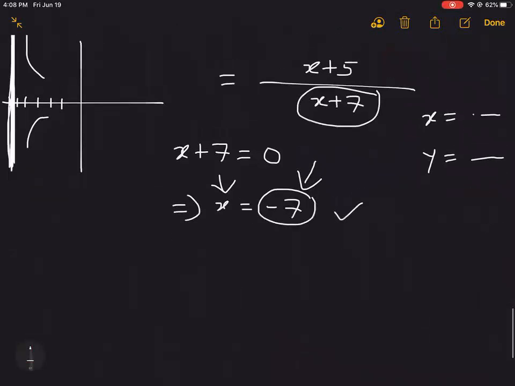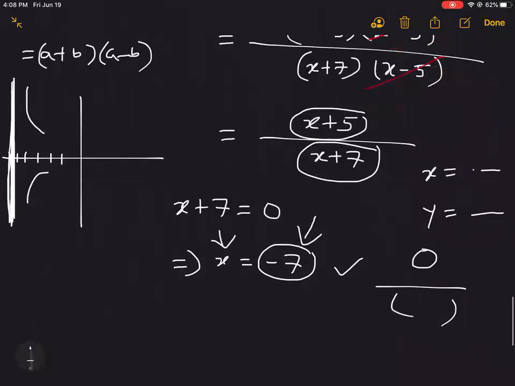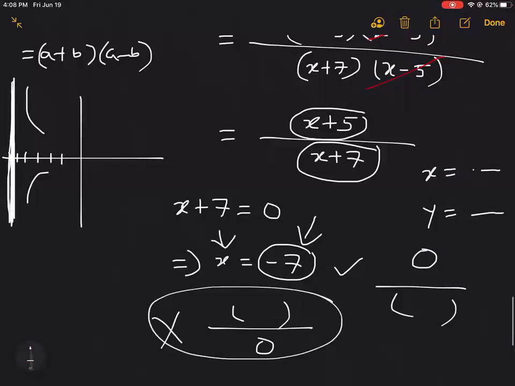Why don't you do the x plus 5? That's the numerator. If the numerator is 0, that doesn't make my function undefined. Only if the denominator is 0, then my function is undefined. My numerator can be 0, no problem with that, because you can actually divide 0 by some value. But you can't really divide anything by 0. This is undefined. Okay? Does this make sense?